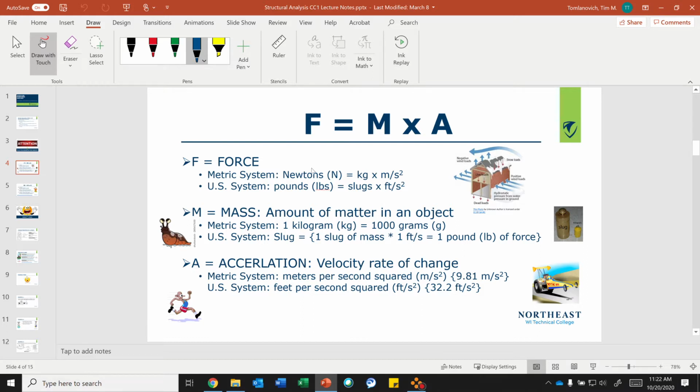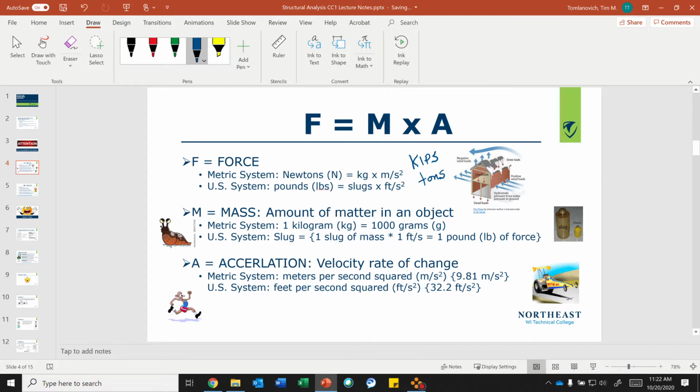Let's look at the units of force. In the metric system, it's kilograms times meter per second squared. And the US system is pounds. You can also see kips, or tons.